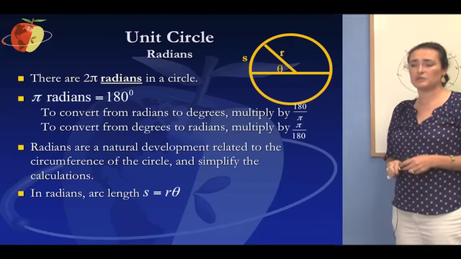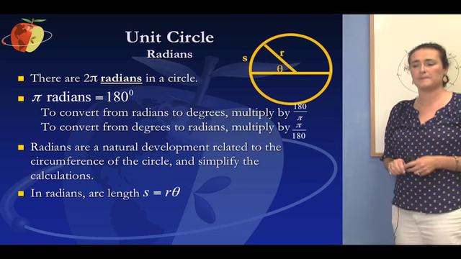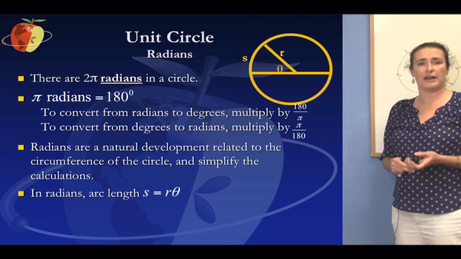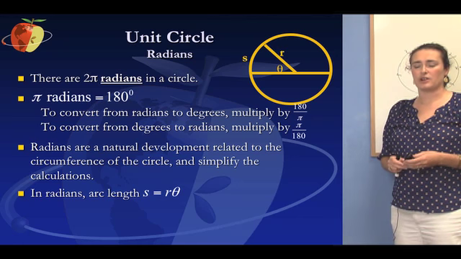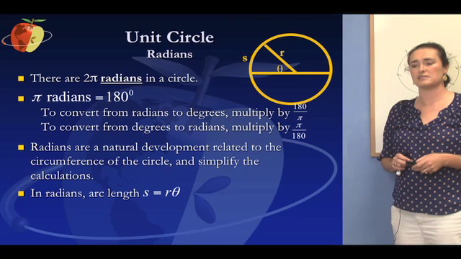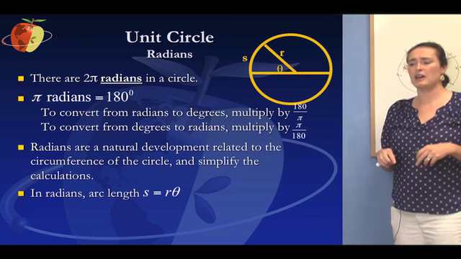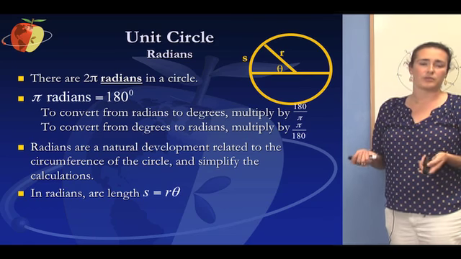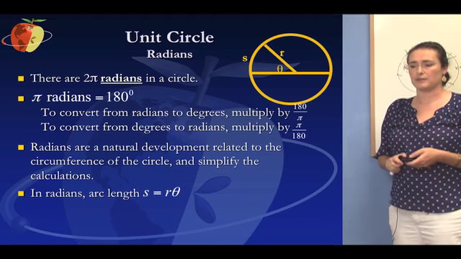To convert between radians and degrees, we multiply by 180 divided by pi, and to convert from degrees to radians, we multiply by the reciprocal, pi over 180. Radians are a natural development related to the circumference of a circle, as we saw on the board, and we simplify the calculations using radians. The nice thing about radians is your numbers are usually smaller. Instead of using, let's say, 60 degrees, you can use the radians number pi over 3, and then do your work with fractions instead of having to use a calculator.